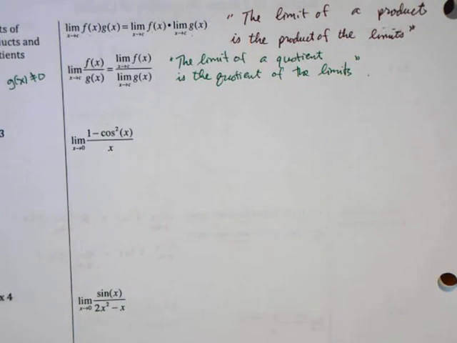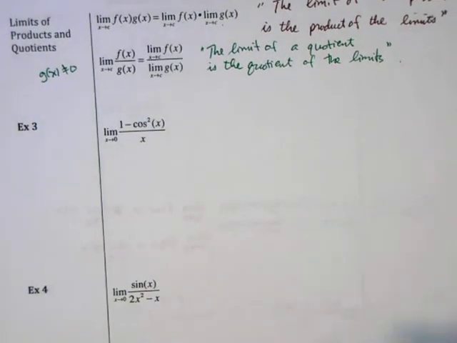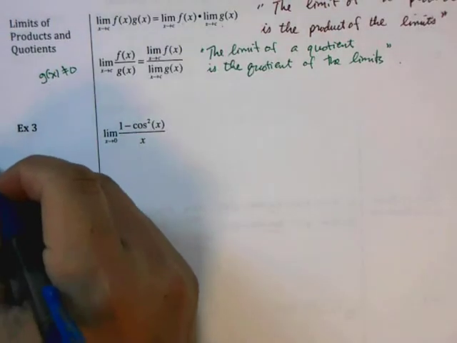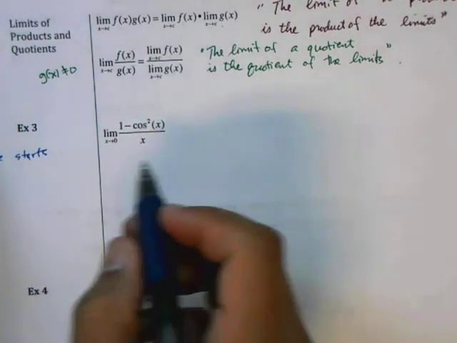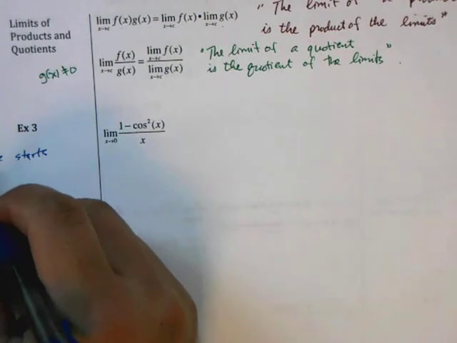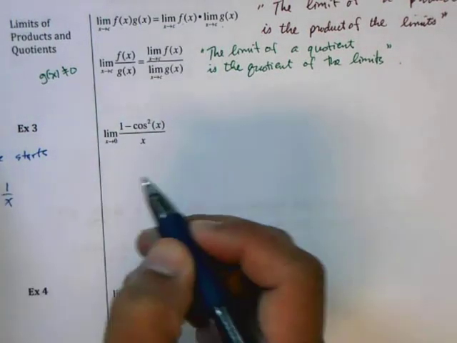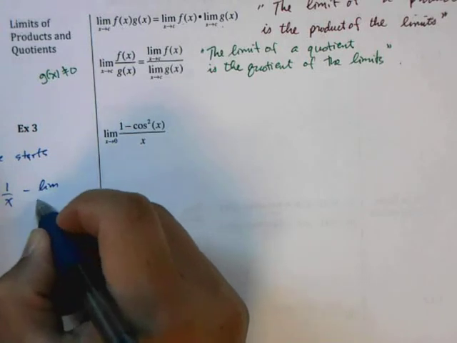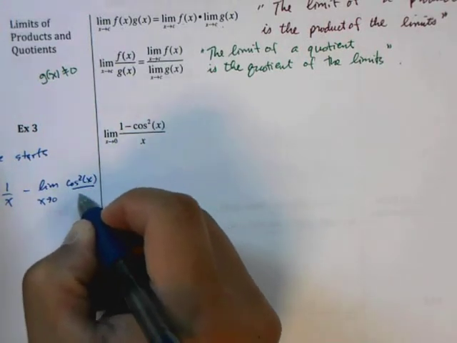And let's see how these ideas come to work for us. So let's look at example 3 here: the limit of 1 minus cosine squared divided by x as x approaches 0. Now, some false starts that we can think about. What if we try to break this up? What if we did the limit as x approaches 0 of 1 over x minus the limit as x approaches 0 of cosine squared over x?